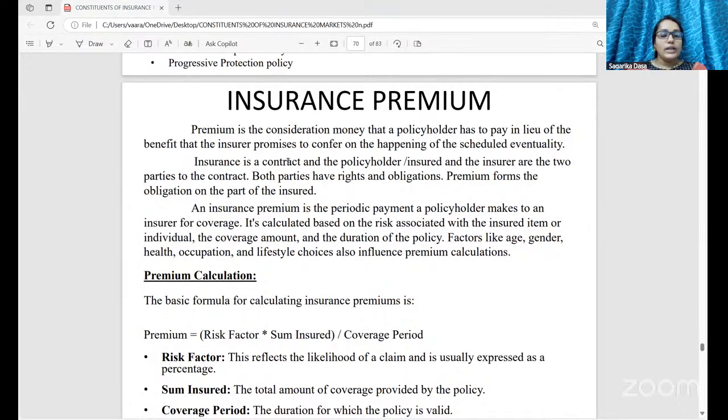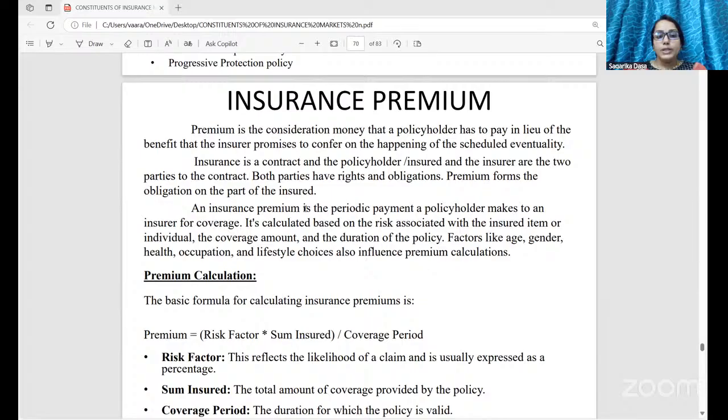Insurance is a contract, and the policyholder and the insurer are the two parties to the contract. Both parties have rights and obligations. Premium forms the obligation on the part of the insured. So insurance is a contract where we will have two parties, the policyholder and the insurance company. Both have rights and obligations. Premium is the obligation that rests on the part of the insurance policyholder.